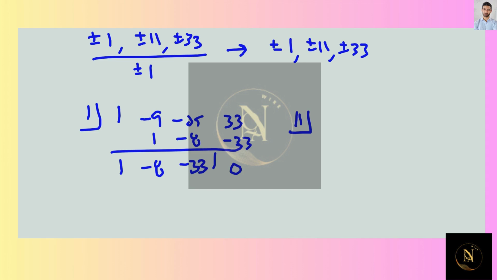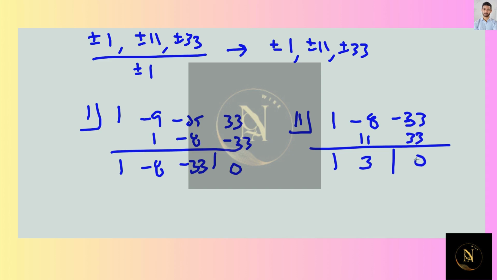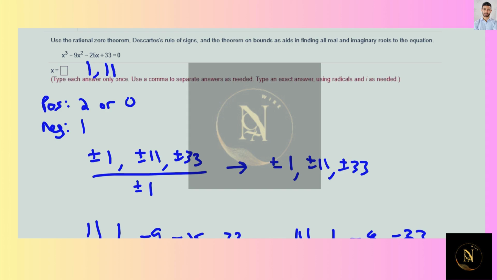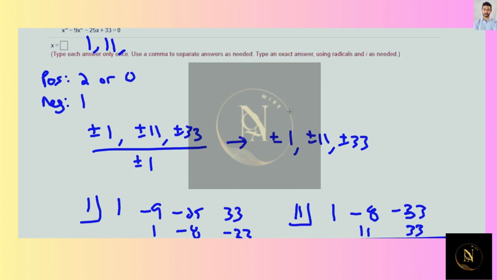And since 1 is a 0, we can use the remaining quotient row to make it a little easier on ourselves. Drop down the 1, add to get 3, multiply to get 33, add to get 0. 11 is a 0 as well. And there can't be any more, so let's go negative.